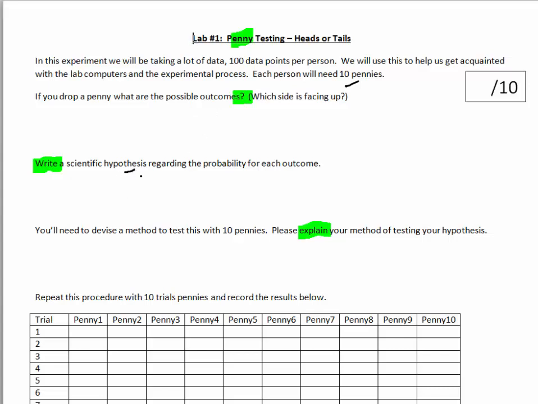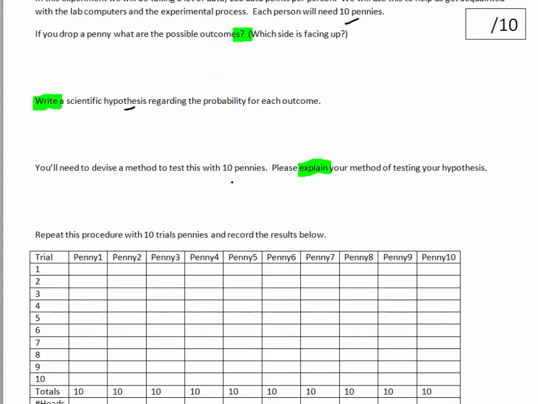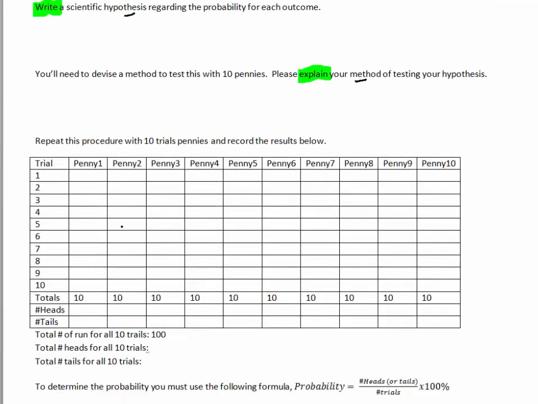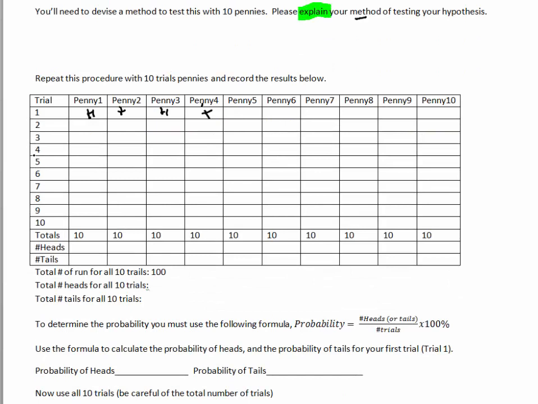Then we're going to make this a little more scientific, right? We're going to write a hypothesis and just have you explain kind of what you're going to do. And then I'm just going to have you take your 10 pennies and record heads, tails, and so on and so forth. And so you're going to do 10 pennies, and then you're going to do that 10 times. That we're going to have 100 pennies, so trial 2, 3, 4, 5, 6, 7, all the way down here.